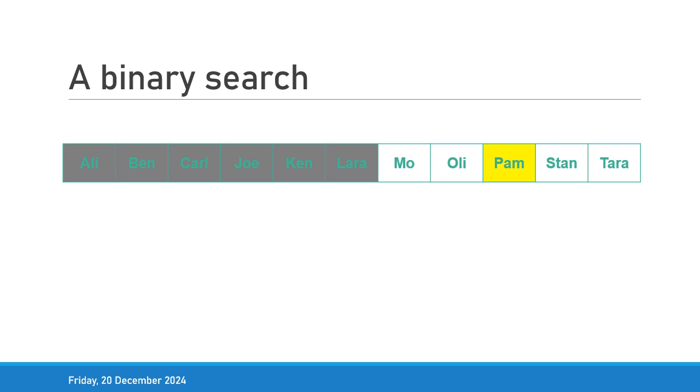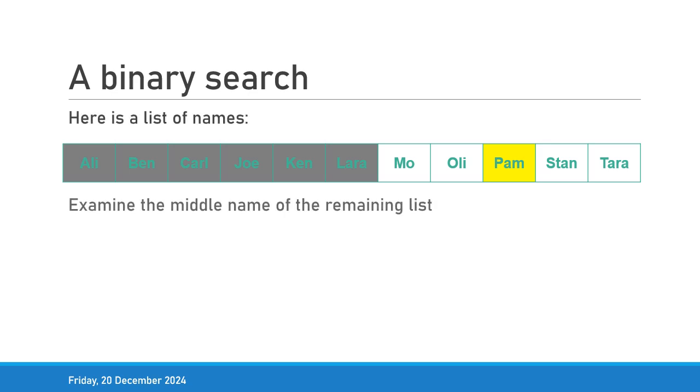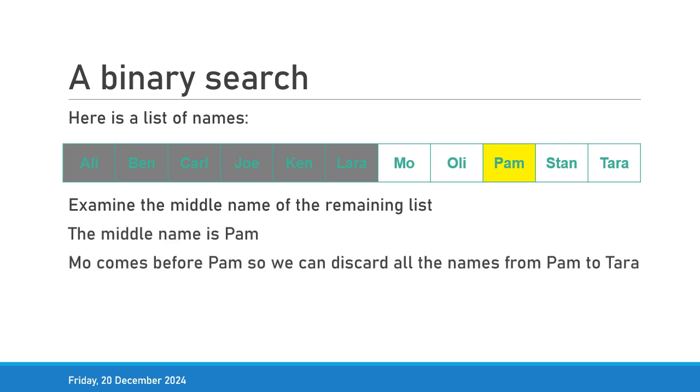So we've gone from a list of 11 names to now just 5. And we just start the process again. We look at the middle item, which is of course Pam, and we know that Mo comes before Pam alphabetically, so we can delete everything from Pam onwards.